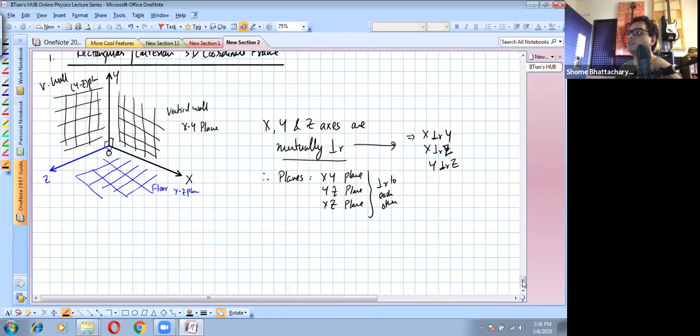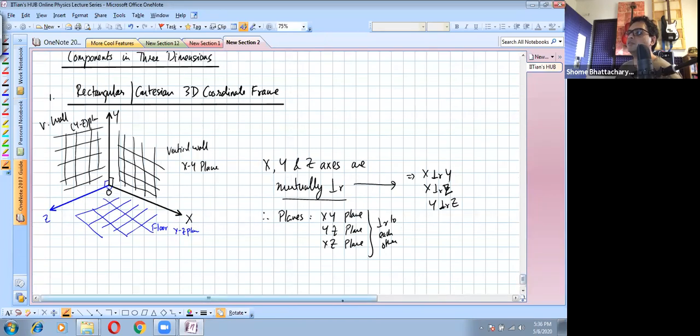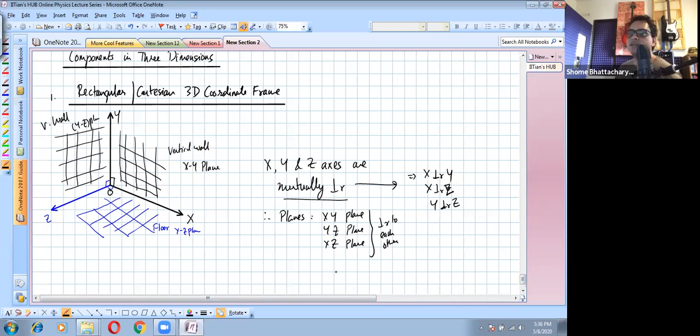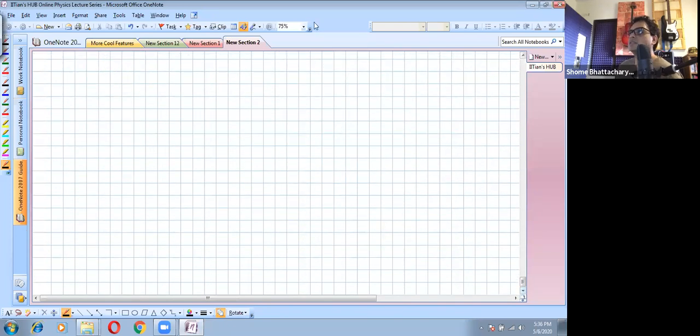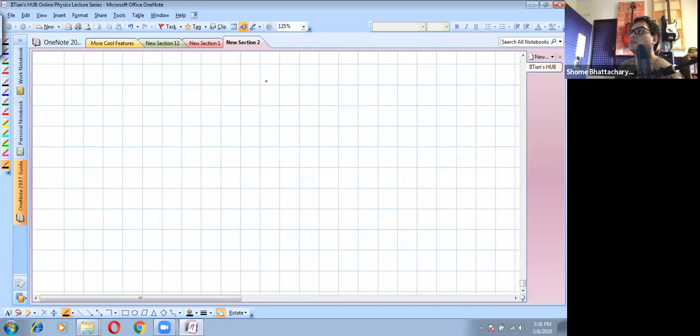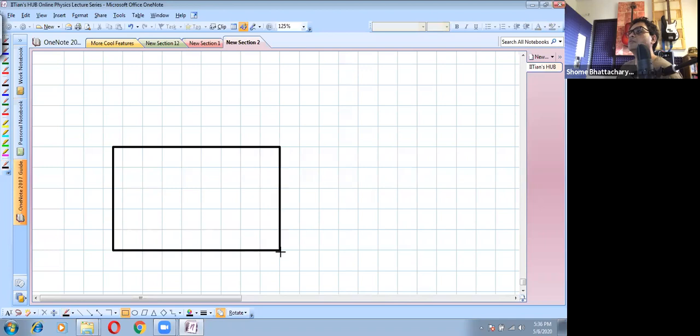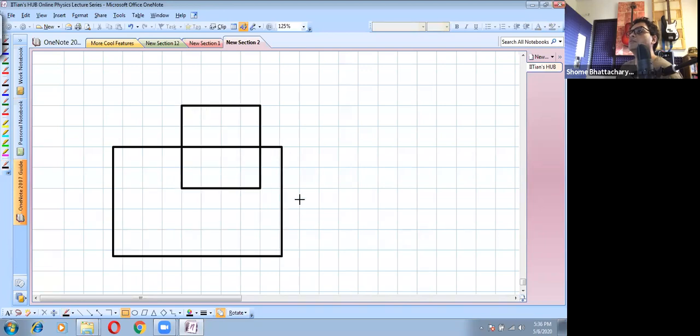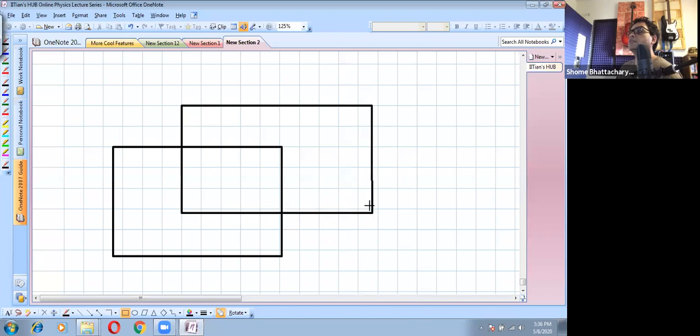Now I'll give you another way of visualizing this. This is just the first method. But first of all, make sure that you're trying to understand this in context of the three-dimensional room in which you're sitting. That's the best way to visualize how the axes are mutually perpendicular. Now another way to visualize is, imagine you have a rectangular box like this.